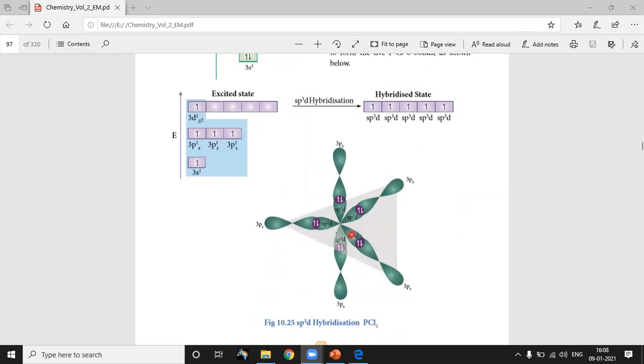The phosphorus present at the center is surrounded by 5 chlorine.